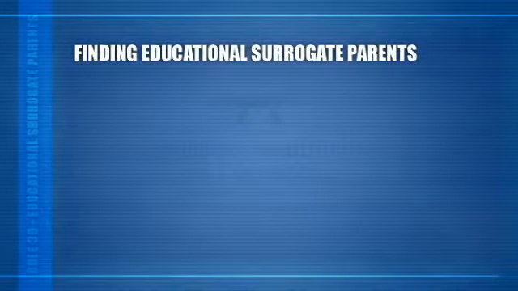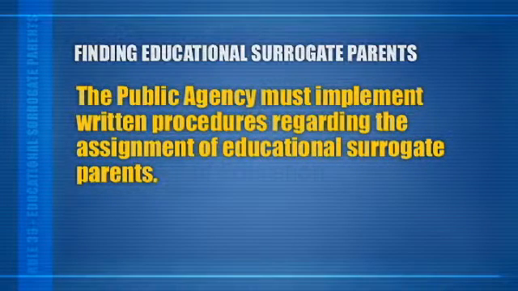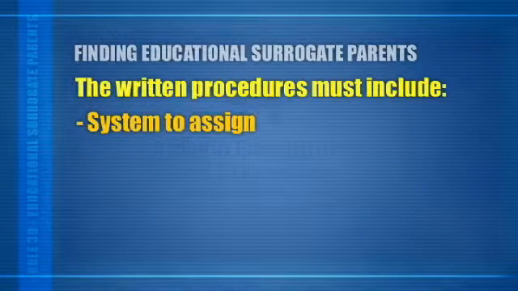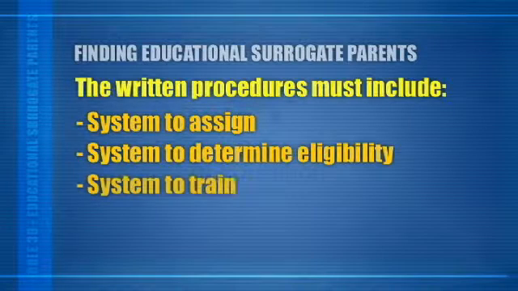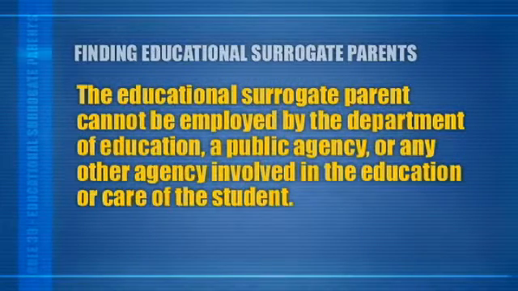To find an educational surrogate parent, the public agency must have and implement written procedures regarding the assignment of educational surrogate parents that include a system to assign educational surrogate parents, a system for determining the eligibility of individuals to serve as educational surrogate parents, and a system for training individuals to serve as educational surrogate parents. The educational surrogate parent cannot be employed by the Department of Education, a public agency, or any other agency involved in the education or care of the student.